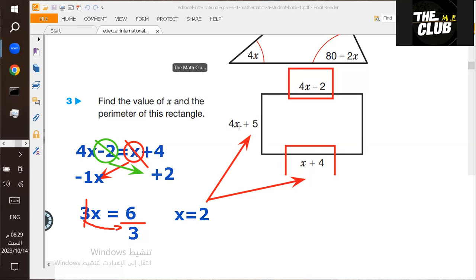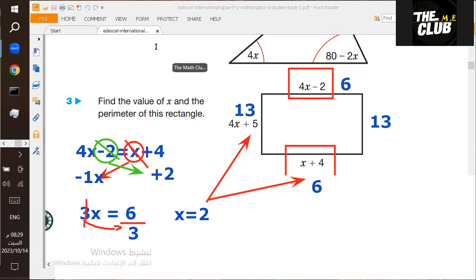So here, 4 times 2 is 8. 8 plus 5, let's write it here. So 4 times 2 is 8. 9, 10, 11, 12, 13. Good. So it's going to be 13 here. Same idea here, 13, because it's the same side. Now here, 2 plus 4 is what? It's going to be 6. Very good. Same idea here. 4 times 2 is 8. 8 minus 2 is 6. The side is 6. So here we have 13, 13, 6, 6.